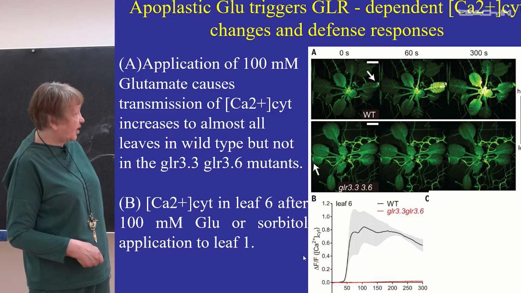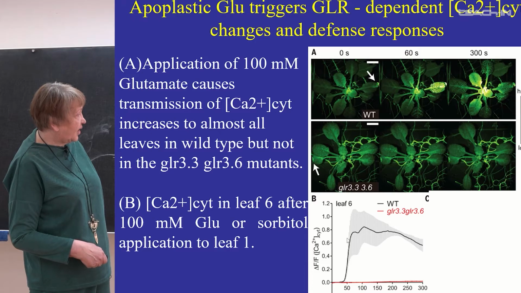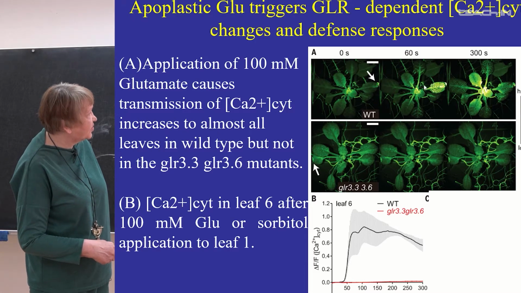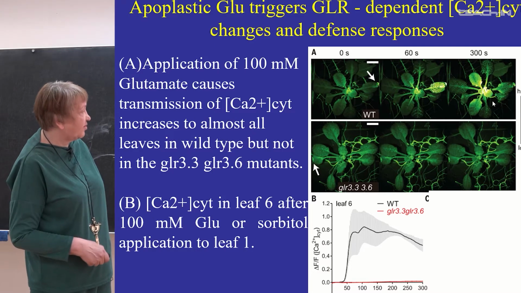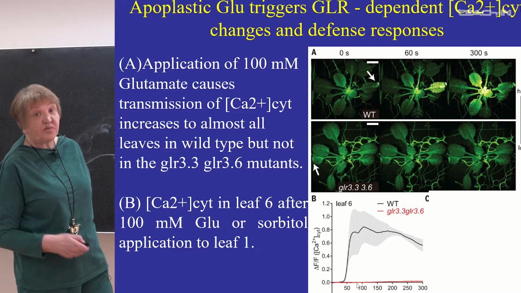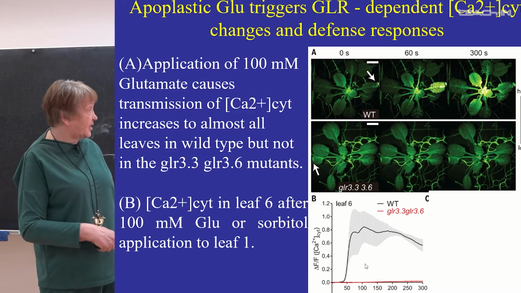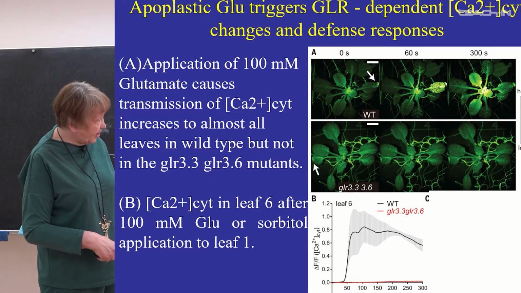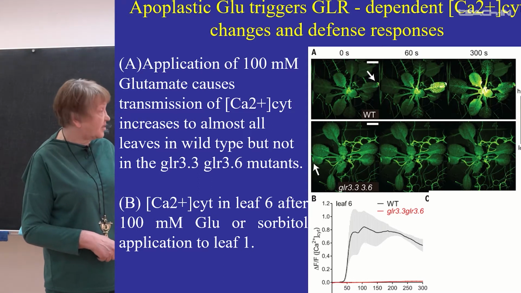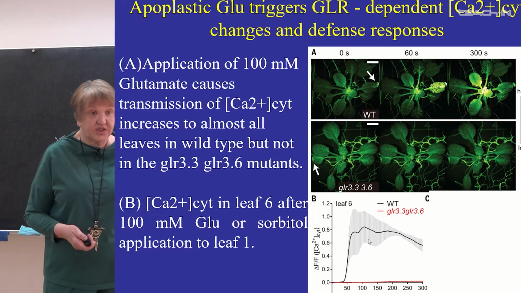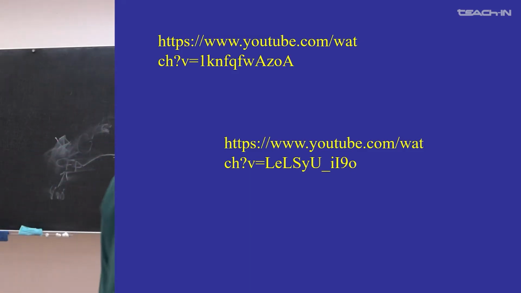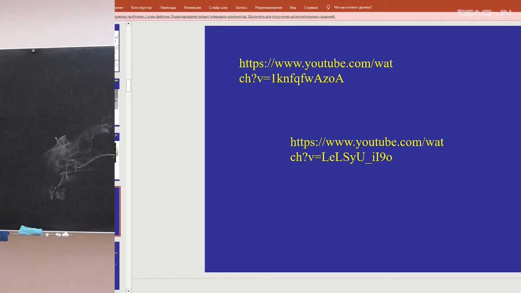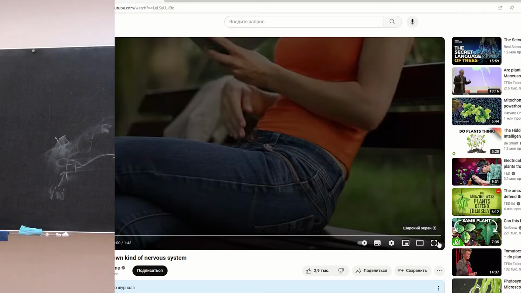So here is again calcium concentration in leaf 6, so this would be our first, and leaf 6 would be the sixth leaf on the rosette. And in the mutant there is no response whatsoever, and in the wild type, after about 40-50 seconds, there is a sharp increase in calcium concentration. So it triggers the response. And now I would like you to see the movie.